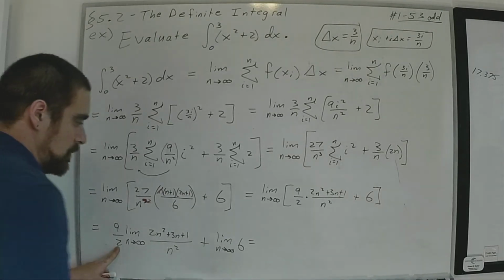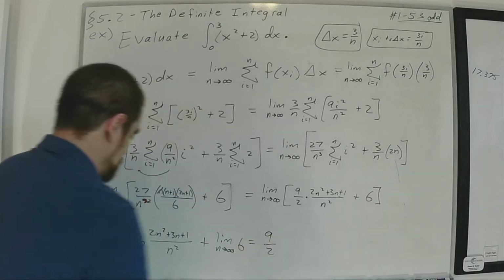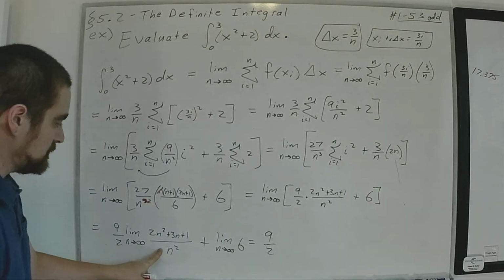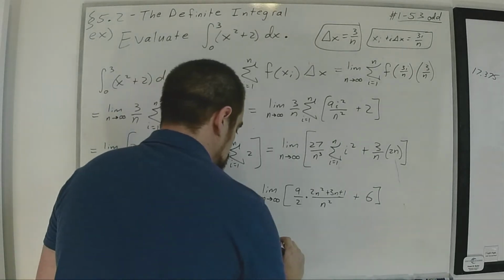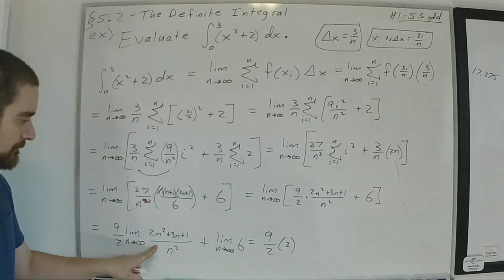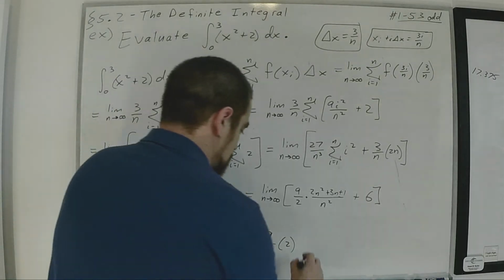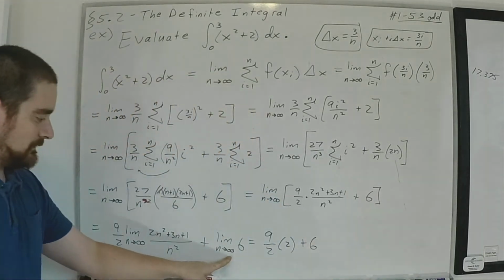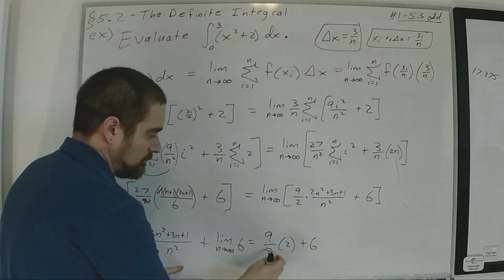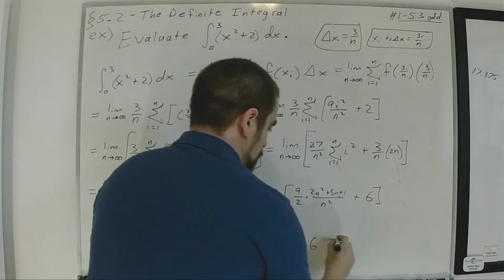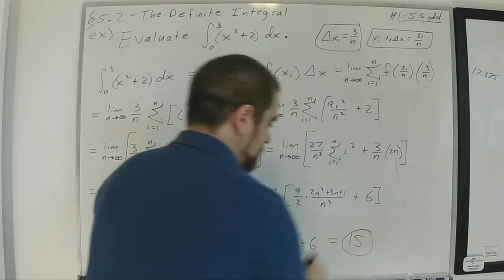So now I have a multiple of 9 halves. Again, it's pretty easy to show that this limit is 2. You can use L'Hopital's rule if you need to, but that limit is 2. Plus the limit of a constant is a constant, so I add 6. These 2's cancel out. So I get 9 plus 6, which is 15.